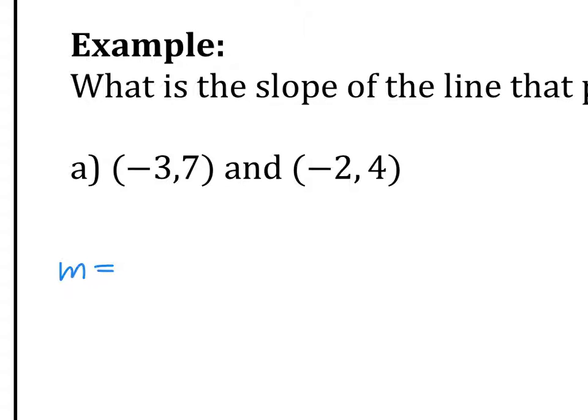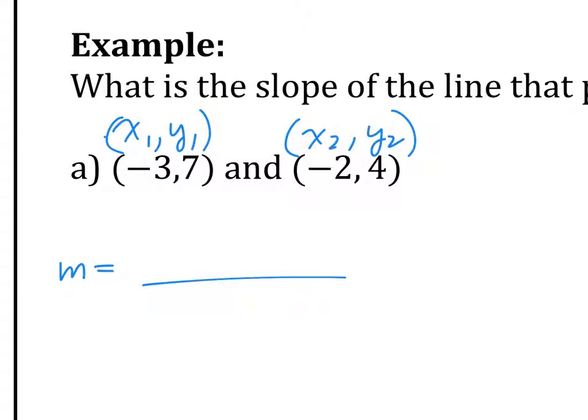M is always slope. We're going to say that the first point is x1, y1, and the second point is x2, y2, because the first number is always x, the second number is always y. We put a 1 there because it's the first point, and this 2 means it's the second point. You can switch the points if you want. Just make sure you keep the same order.